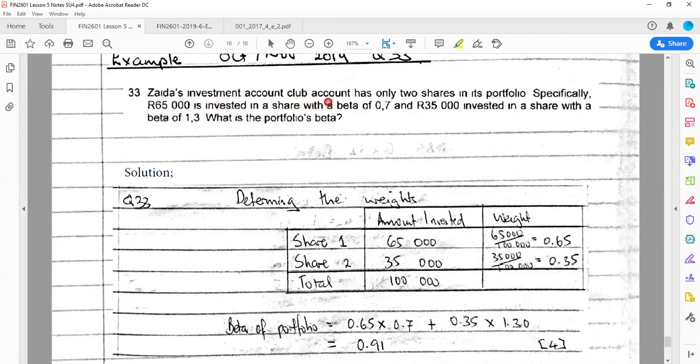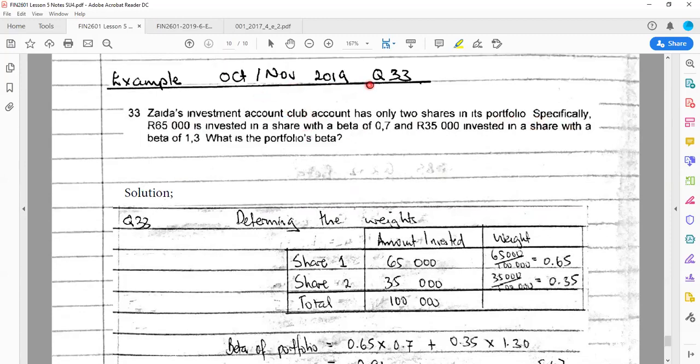Sider's Investment Account Club has only 2 shares in its portfolio. This is from October/November 2019, question 33. There's a portfolio that just has 2 shares: 65,000 invested in a share with a beta of 0.7 and 35,000 invested in a share with a beta of 1.3. What is the portfolio's beta?